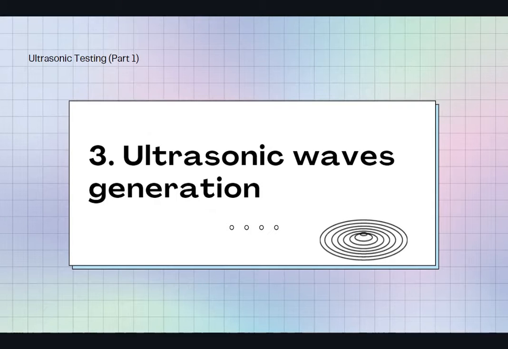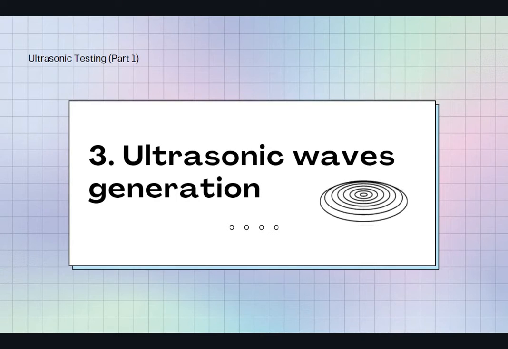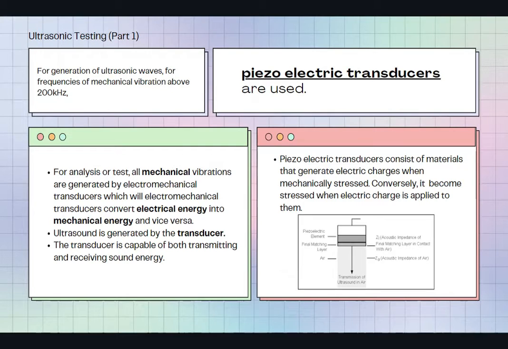In this section I'll be talking about how ultrasonic waves are generated. For generation of ultrasonic waves, with frequencies of mechanical vibration above 200 kHz, piezoelectric transducers are used. For analysis or tests, all mechanical vibrations are generated by these transducers that can convert electrical energy into mechanical energy and vice versa. A piezoelectric transducer consists of different types of materials that have different functions and different advantages.